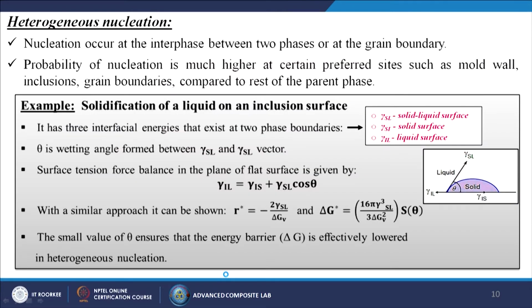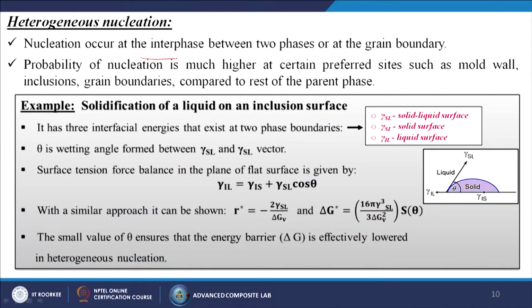So, now we are going to discuss the heterogeneous nucleations. Already I told that in heterogeneous nucleation no new nucleation will be taking place, only whatever nucleation has already been done earlier, the growth will be only taking place. So, in this case nucleation occurs at the interface between two phases or at the grain boundary. Probability of nucleation is much higher at certain preferred sites such as mold wall, inclusions, grain boundaries compared to the rest of the parent phase. Example: solidification of a liquid on an inclusion surface.